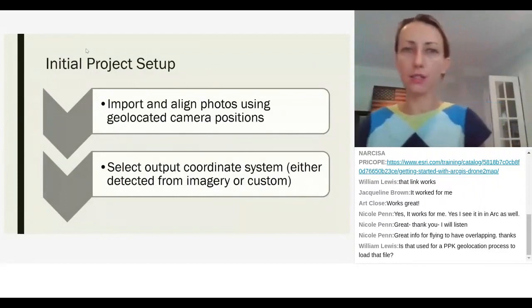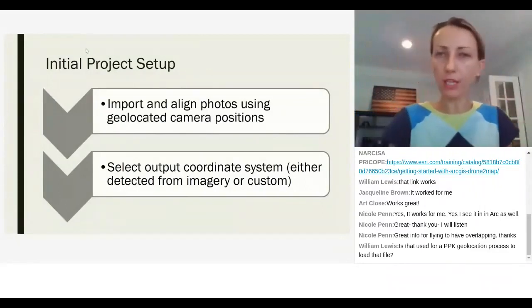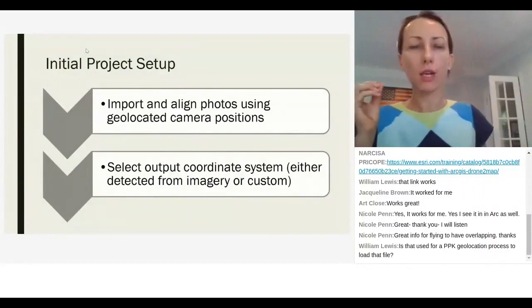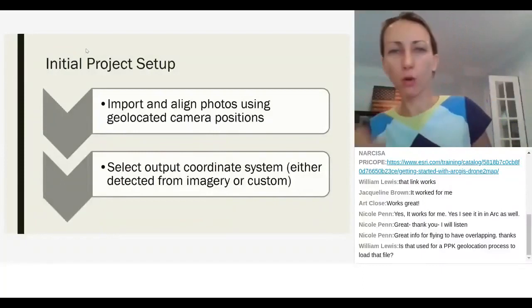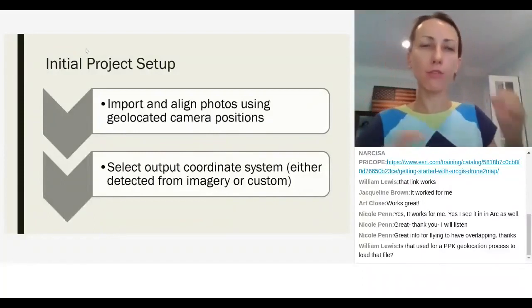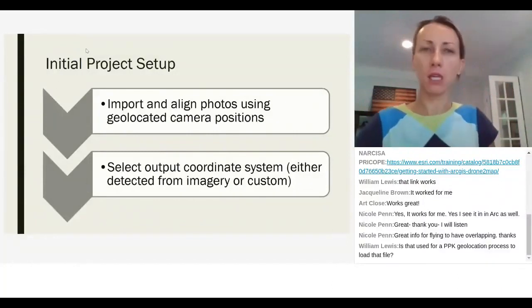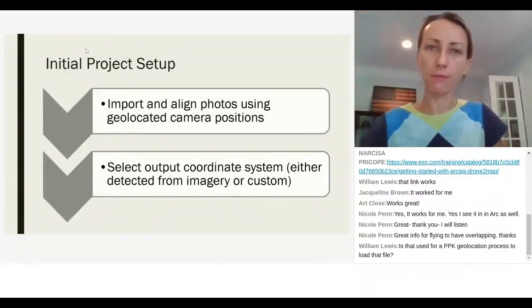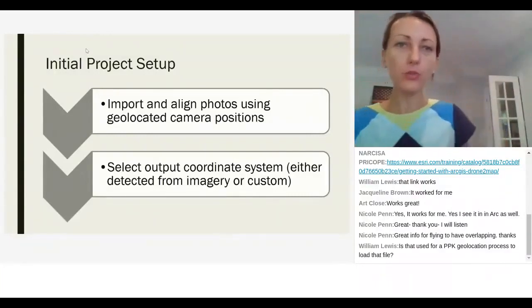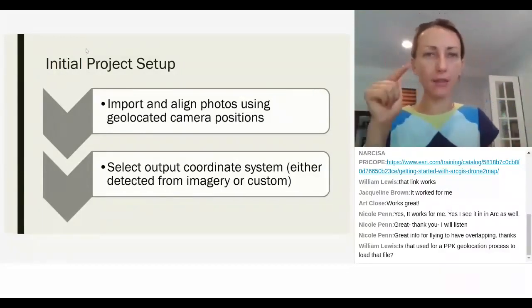So the initial project setup, that initial tab that I showed you there. All that initial is, as you're setting up your project, is you're importing your photos. And what I said earlier is because these photographs are already geolocated, geo in front of any word simply means geographic, and that simply means that it is aligned in space with the real world locations. So all of these photos are usually going to be geolocated. So all you have to do is add them.